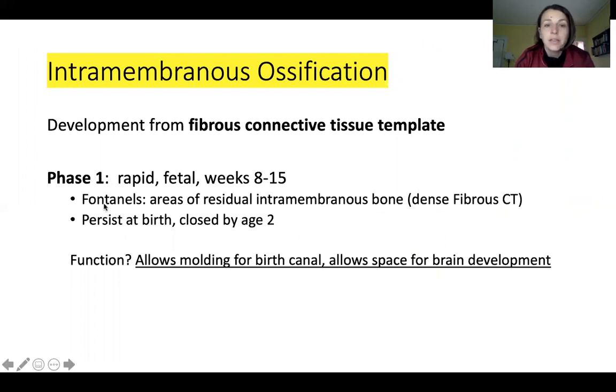The fontanelles are where there's still some of that intramembranous bone or connective tissue left over. So when the cranium is coming together, like all those parts of the bone are coming together, there's a space of soft connective tissue in between, and that's known as the soft spot or a fontanelle. What does this allow? Like, why doesn't the cranium completely develop? Well, in general, babies are born prematurely.